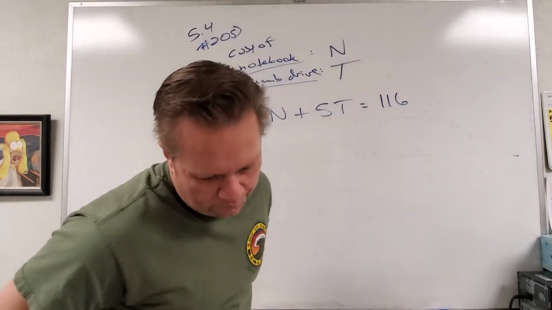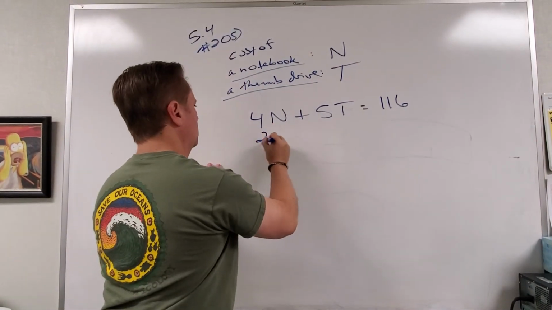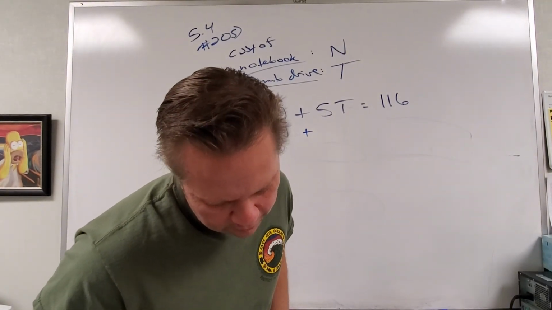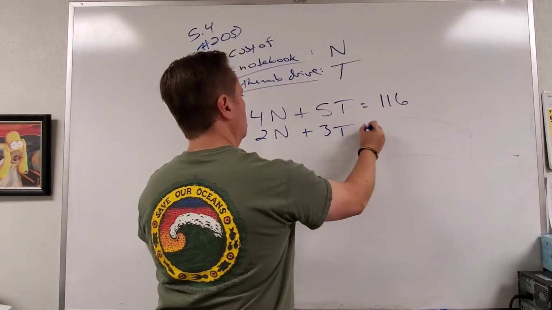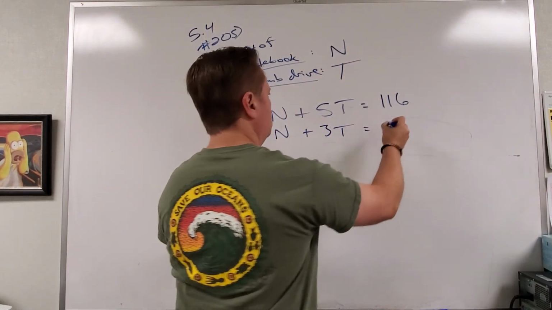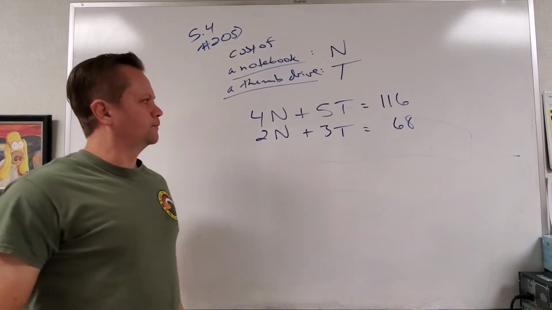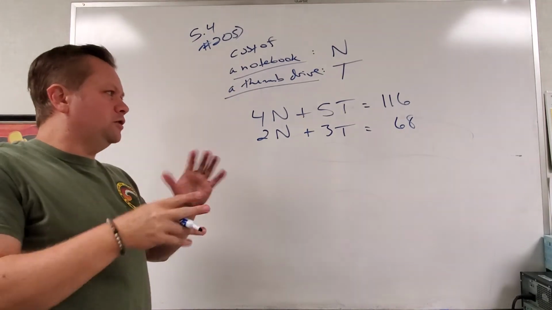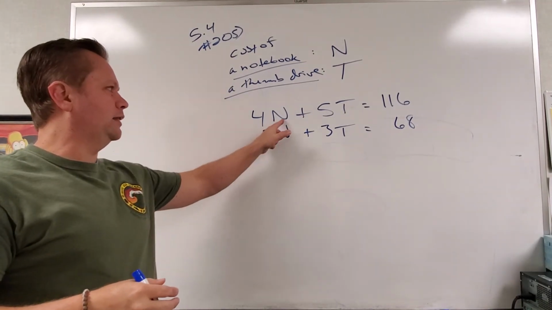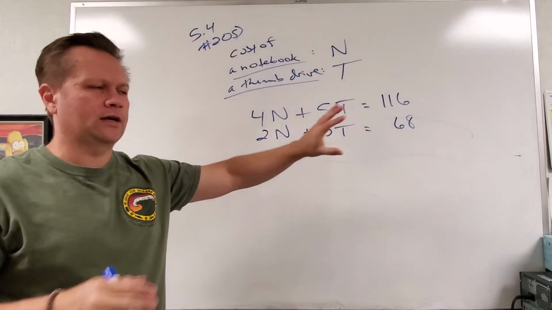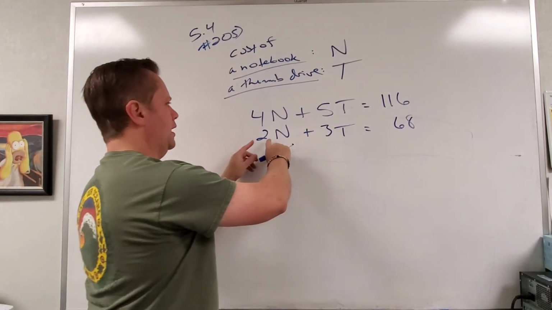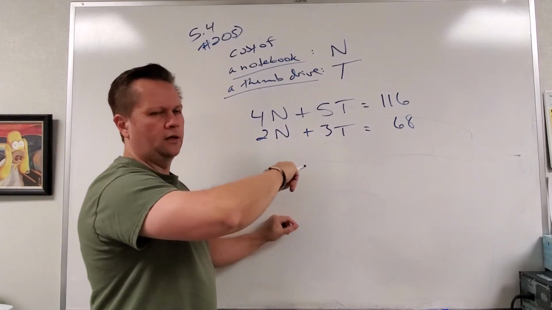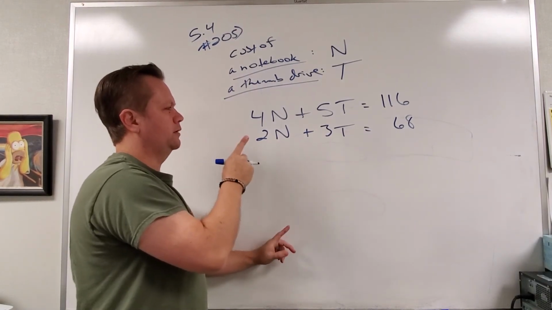Lisa bought 2 notebooks, right? Because she's like, screw notes, and 3 thumb drives for $68. Now, the way this is set up, you could use substitution, but any letter you solve for is going to create fractions. Can everybody see that? Anything I try to solve for, I'm going to have to divide by something, right? Maybe I'll show you.